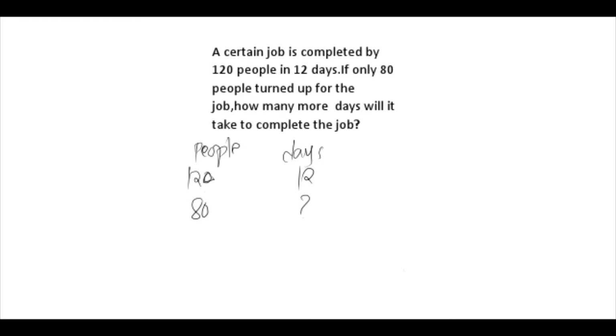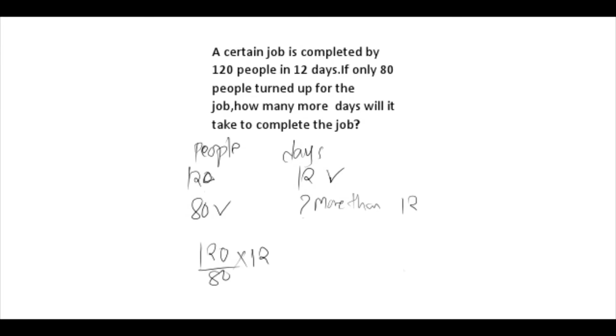So the number of days should be more than 12, since people are lesser. So since people are lesser, then we are going to say 120 over 8 multiplied by 12. Yeah, our fraction should be an improper fraction for us to get number of days more than 12. That's why we say 120 divided by 8, then we multiply by 12. 12 is constant since we are looking for the number of days.